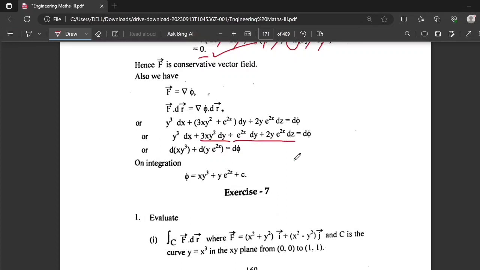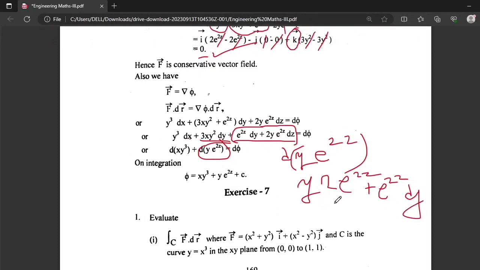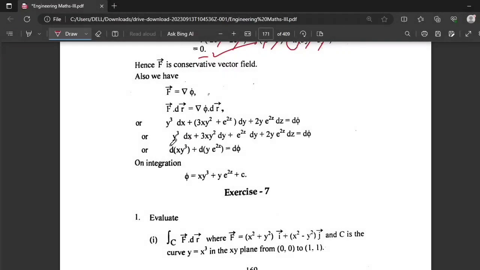Now from these two, this 2 is same as this because differentiating this we should get this. So first function as it is and the differentiation of this is 2, this 2 e power 2z, plus second function as it is and differentiation of y, so it is e to z dy and 2y e to z dz, because differentiation of e to z is 2e to z by chain rule. Finally, on integrating we get phi equals x y cube plus y e to z plus the constant c.